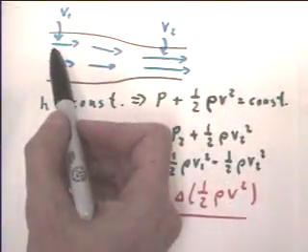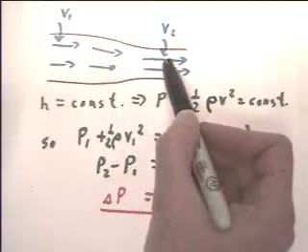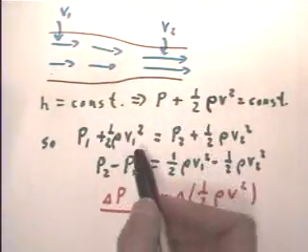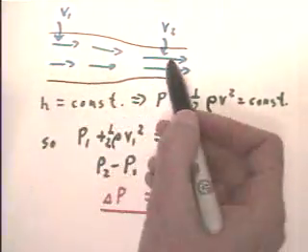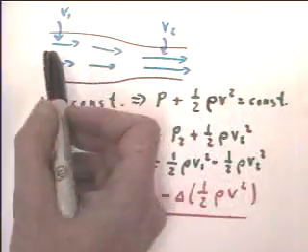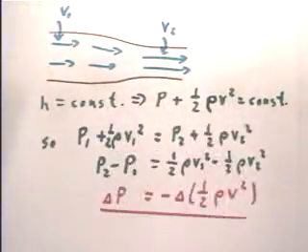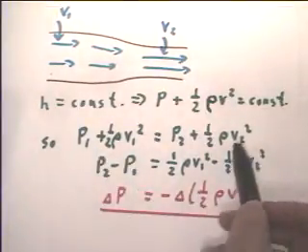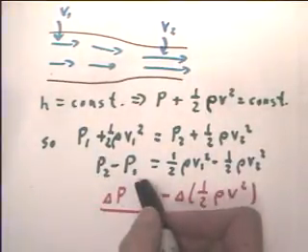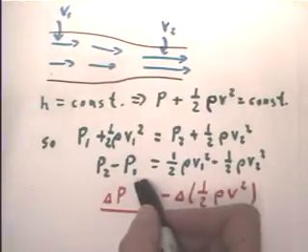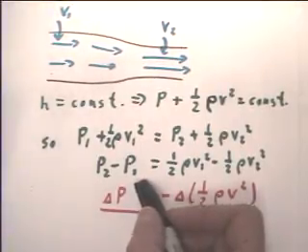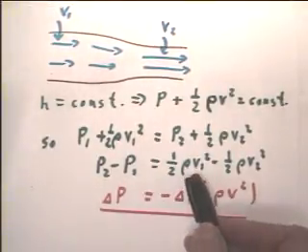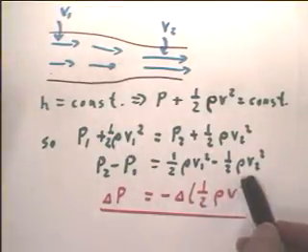So let's say that point 1 is over here, point 2 is over here. So that v1 is the velocity at point 1, v2 is the velocity at point 2, p1 the pressure at point 1, p2 the pressure at point 2. Now, if we rearrange this equation, we see that p2 minus p1, which is the change in pressure from one point to another, has to equal 1/2 rho v1 squared minus 1/2 rho v2 squared.